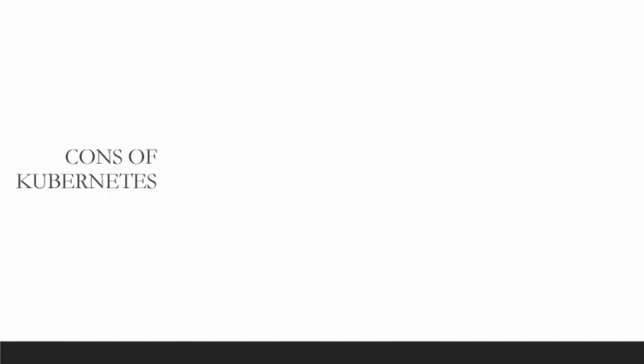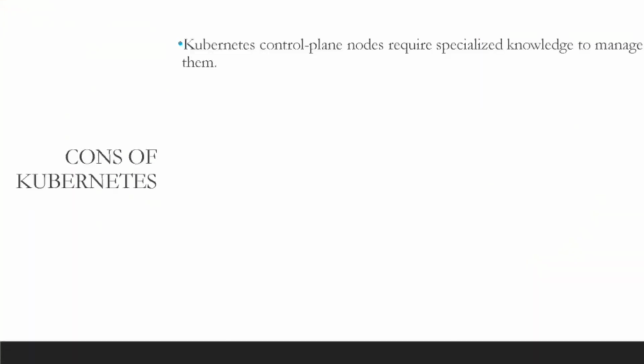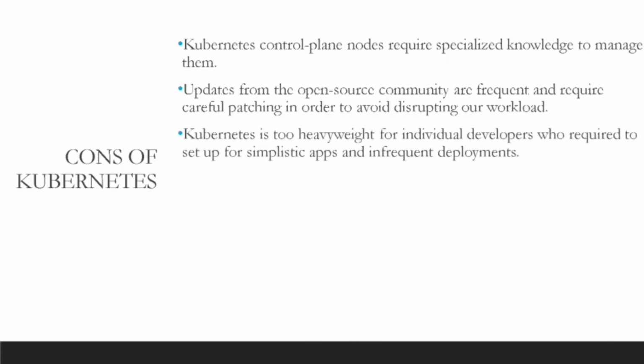So I talked about the cons right after the control plane nodes, because the Kubernetes control plane nodes require specialized knowledge to manage them, and we have to carefully manage them as control plane nodes are managing our worker nodes, and worker nodes are the ones on which our actual containerized applications are running. Also, the updates from the open source community are very frequent and require careful patching in order to avoid disrupting our workloads. And also, Kubernetes is too heavyweight for individual developers who have simplistic applications and infrequent deployments. For developers who don't generally change their application code, Kubernetes will be a more complex method compared to the simple deployment of an application on a virtual machine.